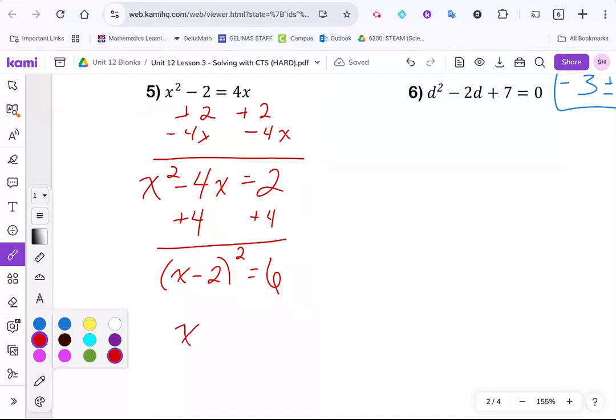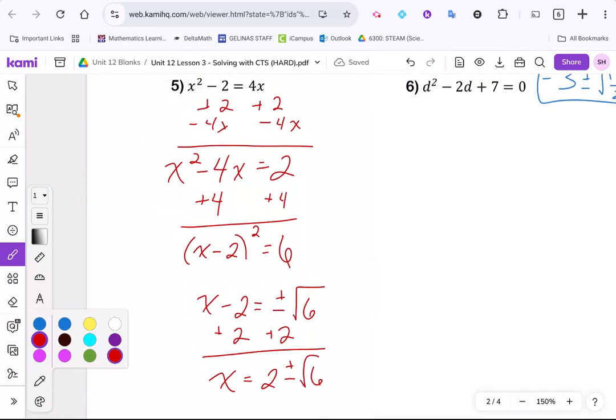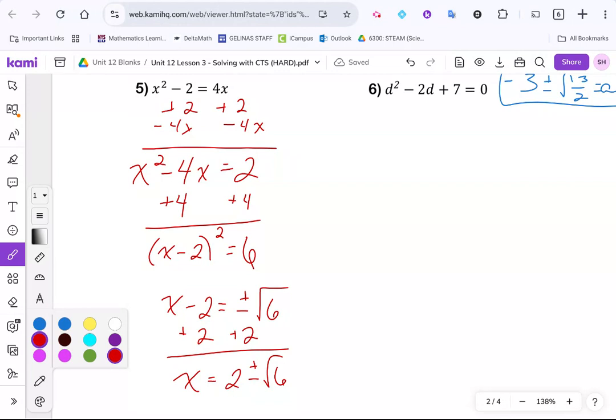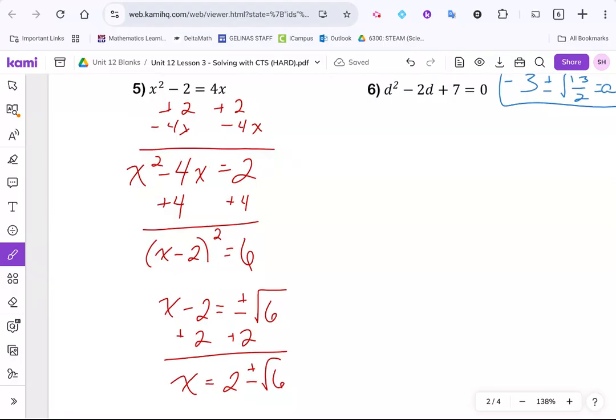So when I take the square root of both sides, I get x minus 2 is positive and negative square root of 6. And when I add 2 to both sides, x will equal 2 plus or minus the square root of 6. Again, pause if you need to. Go back and relook at all of that. But otherwise, we'll look at the 6th and final problem.